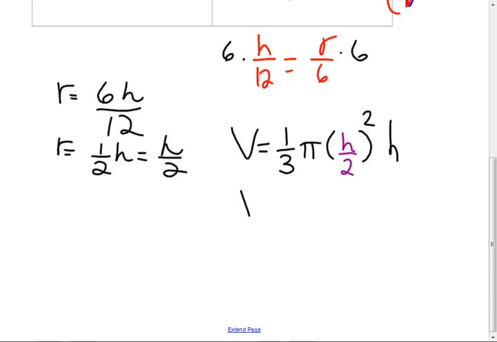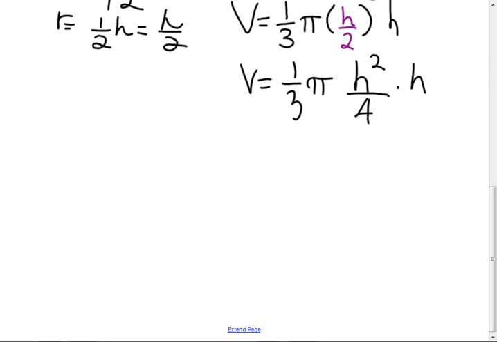Okay, so volume equals 1/3 pi. That's H squared over what? 4. Because you've got to square that. Then you want to simplify it because you don't want to take the derivative. Because if I do, I have to use the what rule? Product rule. And you can.